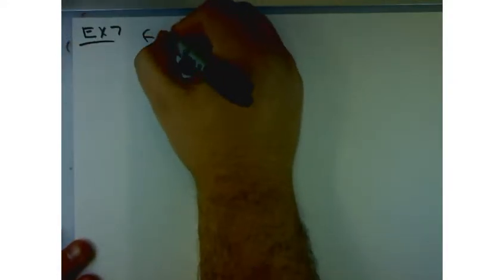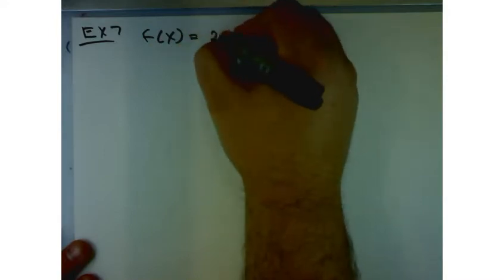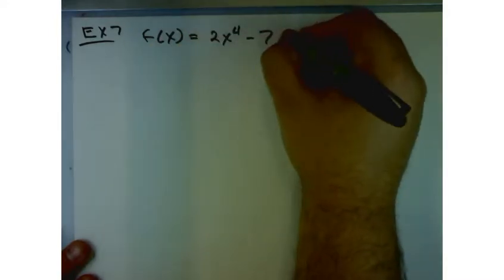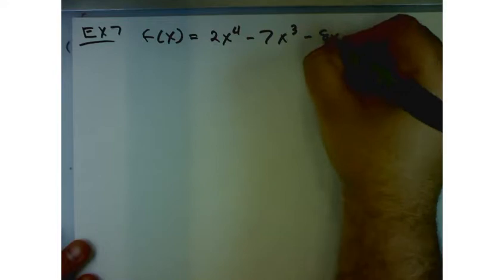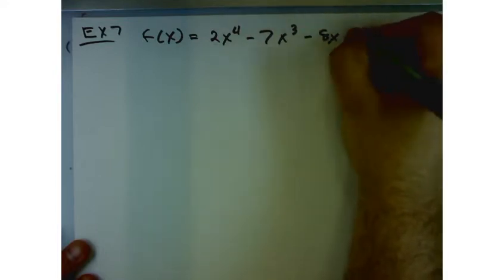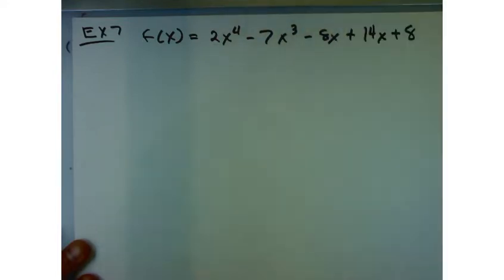For example number 7, we're going to take everything that we've done up to this point and put it all together. So, example number 7, they give us the function f of x is equal to 2x to the 4th minus 7x cubed minus 8x squared plus 14x plus 8. Okay?